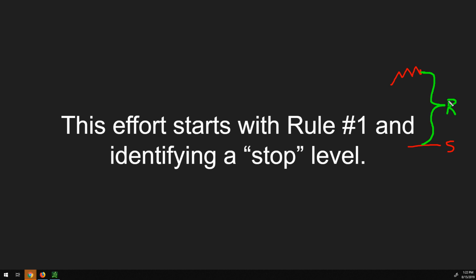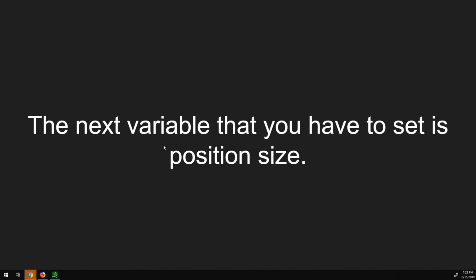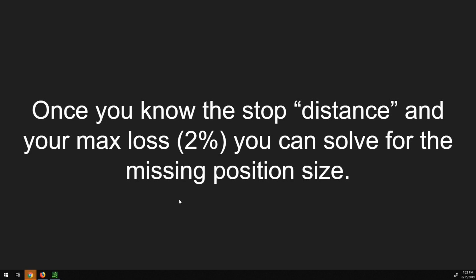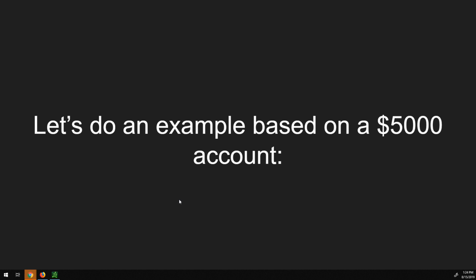Now we need to fill in the second one, the position size, to get to that 2%. So like I said, the next variable that you have to set is position size. Once you know the stop distance and the max loss, we've got 2 out of the 3 variables that we need. Then we can solve for the missing unknown, the position size. So let's do an example based on a $5,000 account.